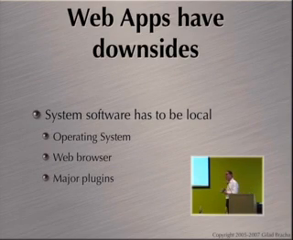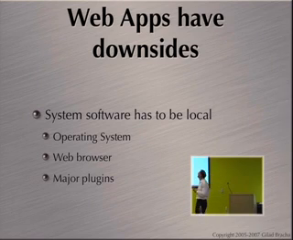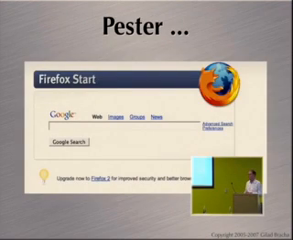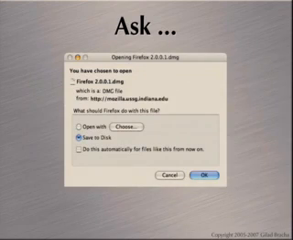But web apps have downside. Now, this is perhaps where I really get in trouble here. Right? So obviously one problem is the system software can't be a web app. The operating system, the web browser, all the major plugins in the web browser, the things that show you your photos, your videos, etc. And indeed, the web browser follows the same model. It nags. Then it asks inane questions.